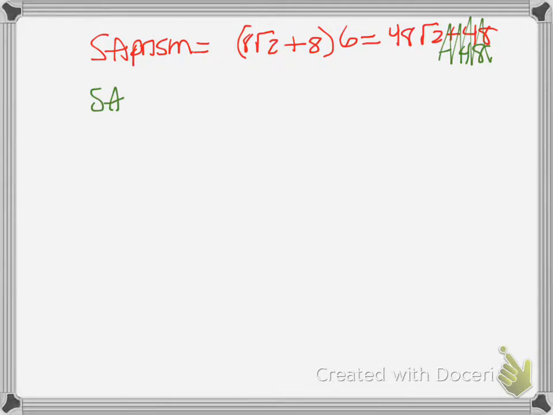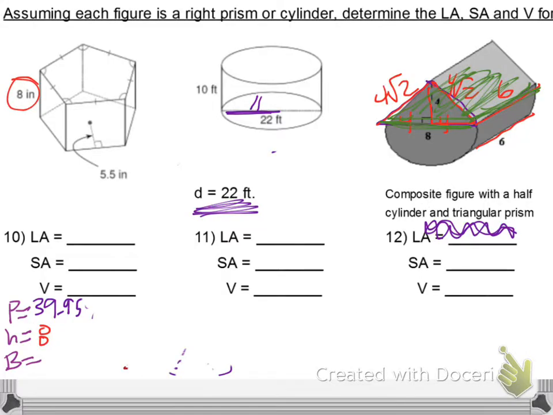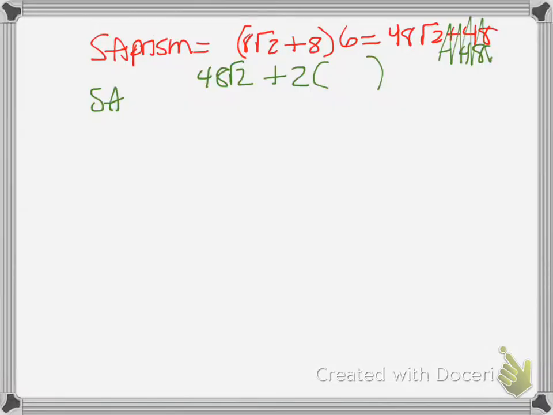Sorry, that was just the first part. I need to add in 2B. I never did that. So I basically have 48 root 2 plus 2 times the area of our base. Let's go back to our base here. What's nice is they give you the base and the height of this triangle. So 8 times 4 is 32, divided by 2 would be 16. So we have 48 root 2 plus 32. That's everything that's showing on the surface of the prism.